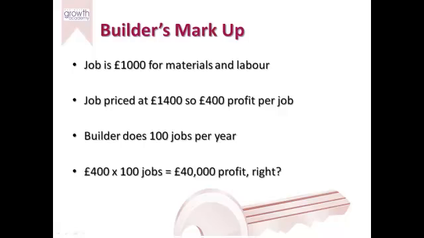So he makes £400 per job, times that by 100 jobs a year, so he makes £40,000 profit, yeah? Because 400 times 100 jobs is £40,000. Okay? So he's making £40,000 profit. Do we all agree with this?